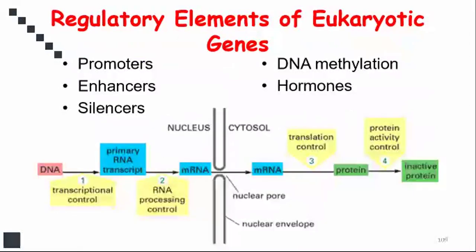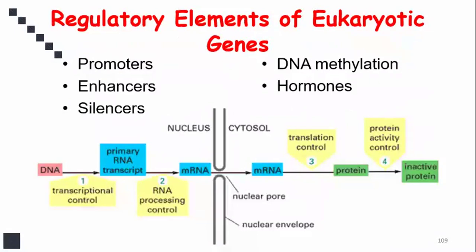Now, that is a classical scenario that you get to see in the prokaryotic organism. But in the case of eukaryotic organisms, you have promoters, you have enhancers, you have silencers, and then you also have DNA methylation and hormones. Hormones are another way by which genes are regulated. So a typical scenario is shown by this particular cartoon below.